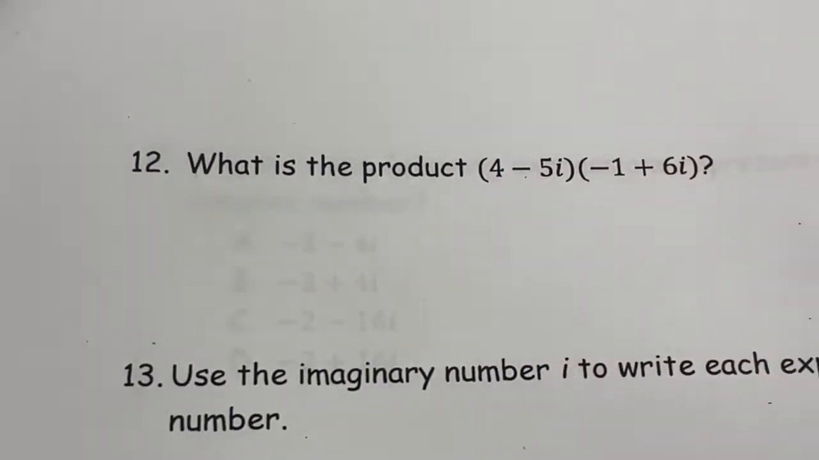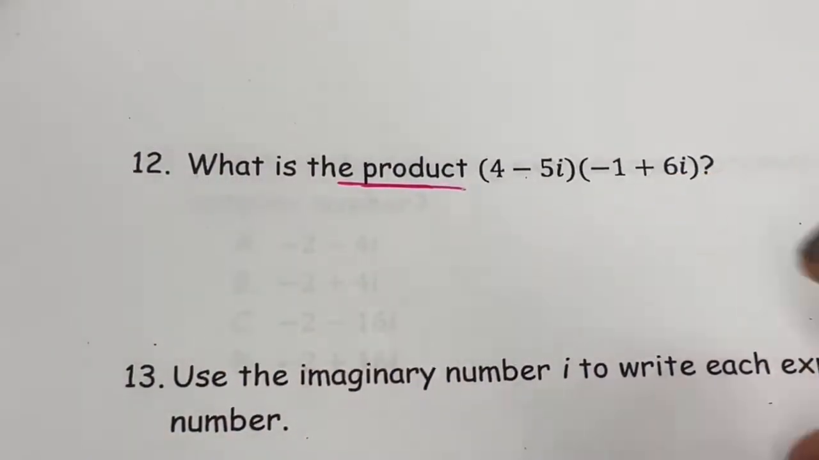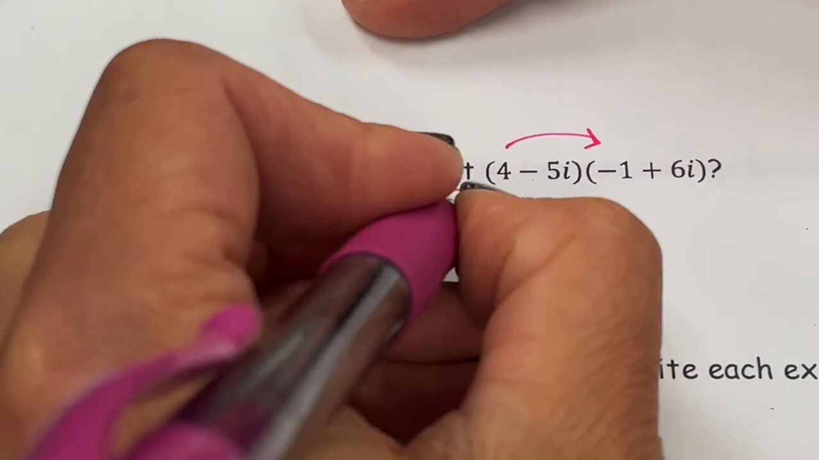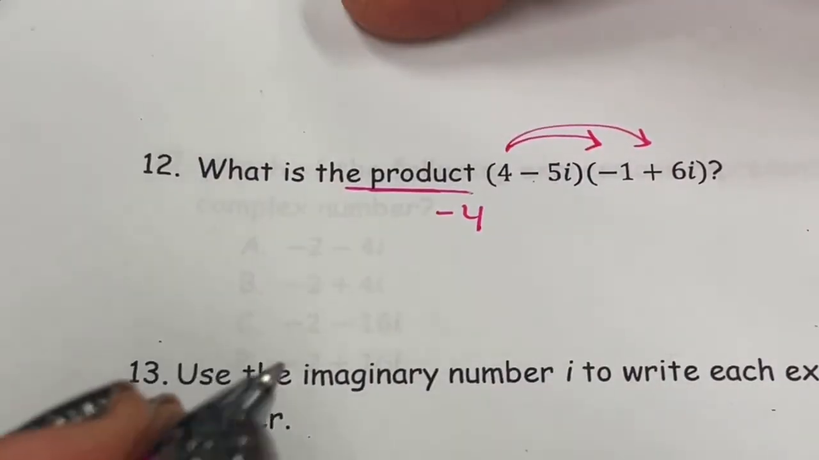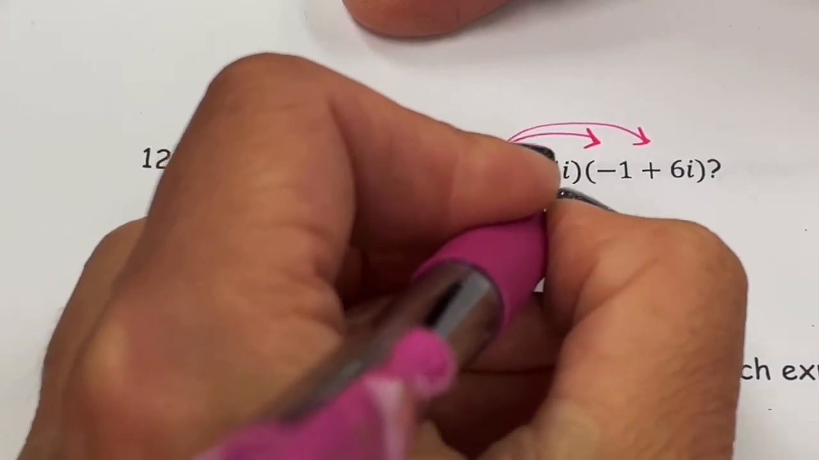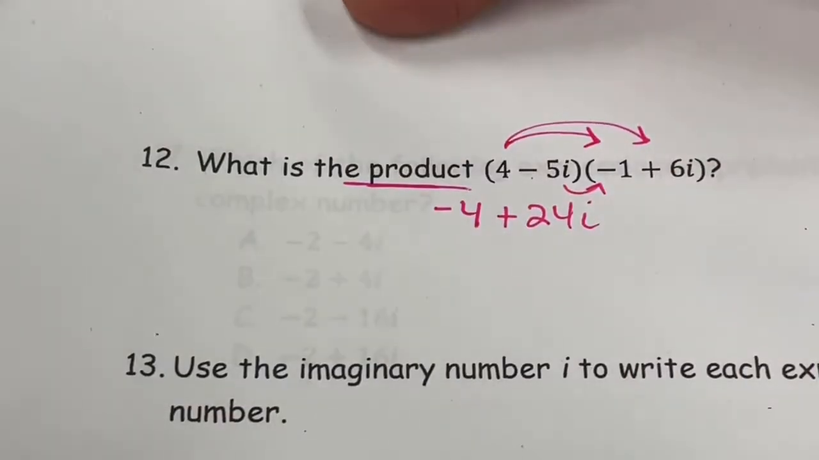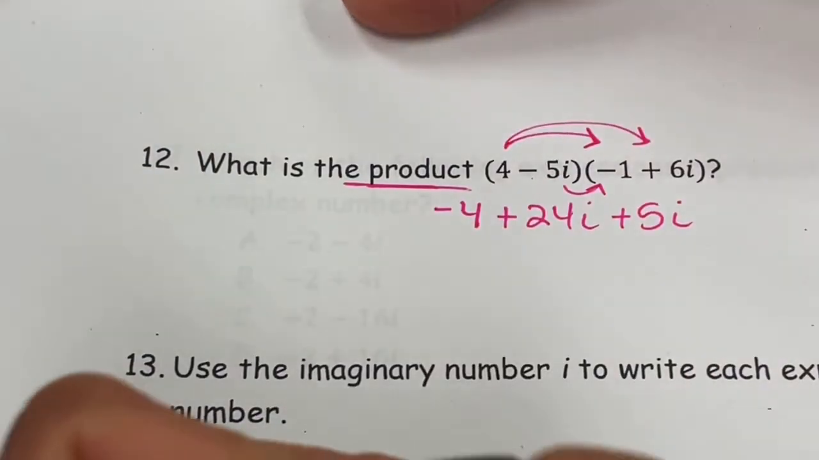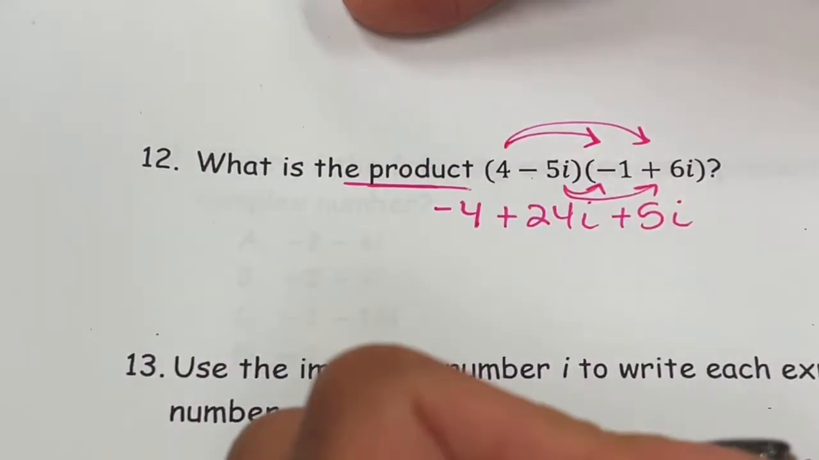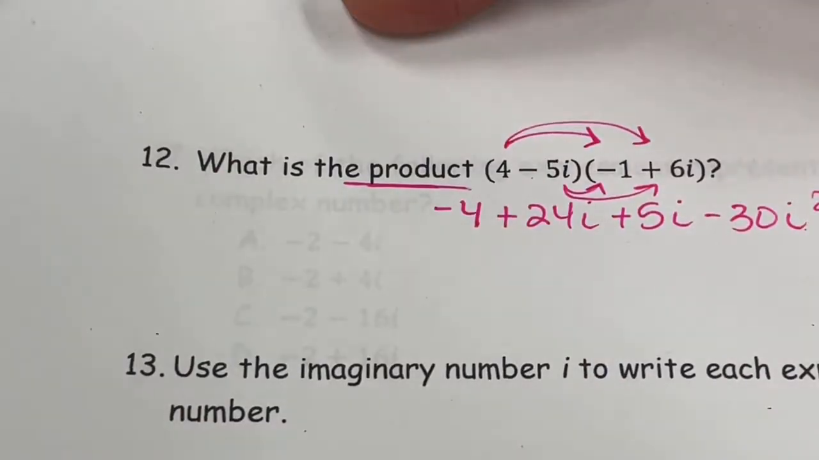Number 12, what's the product? Product means to multiply. So this time the parentheses are touching, we are going to be multiplying. 4 times negative 1 is negative 4. 4 times 6i is a positive 24i, so plus 24i. Negative 5i times negative 1 is a positive 5i. Negative 5i times 6i is a negative 30i squared.